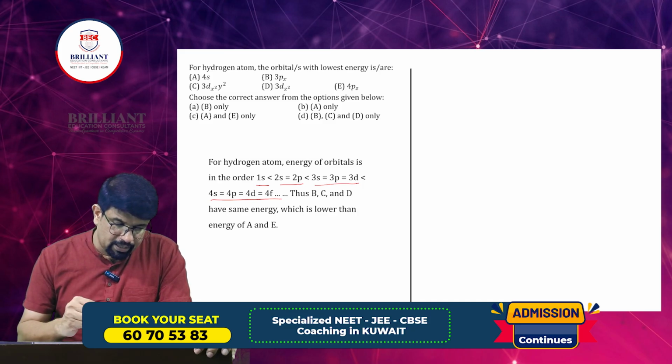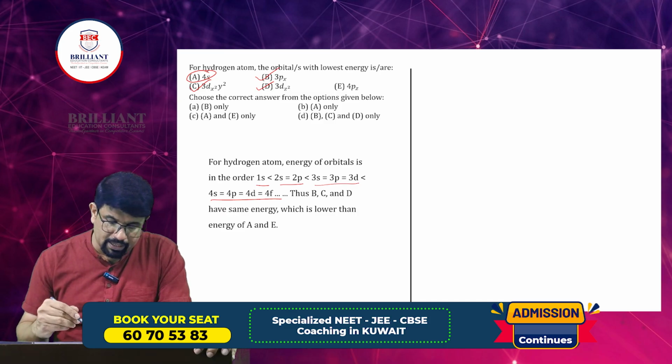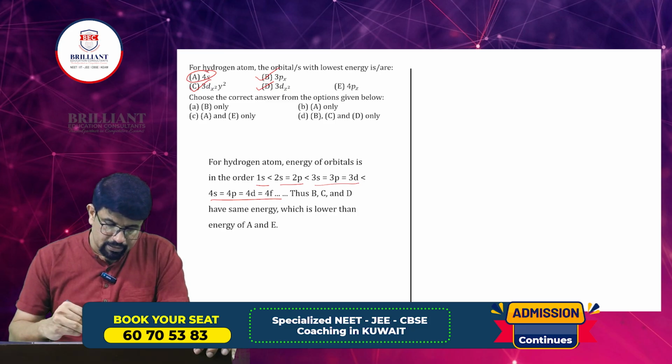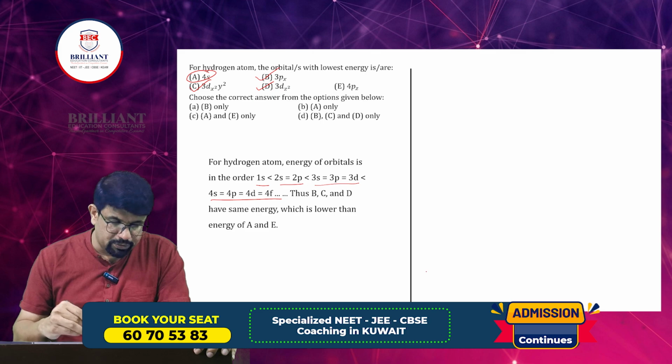So here you can see that it is 3, 3, 3. This is actually 4, right? So B, C and D we can take. So which is the correct option? Yes, the correct option is the D option.